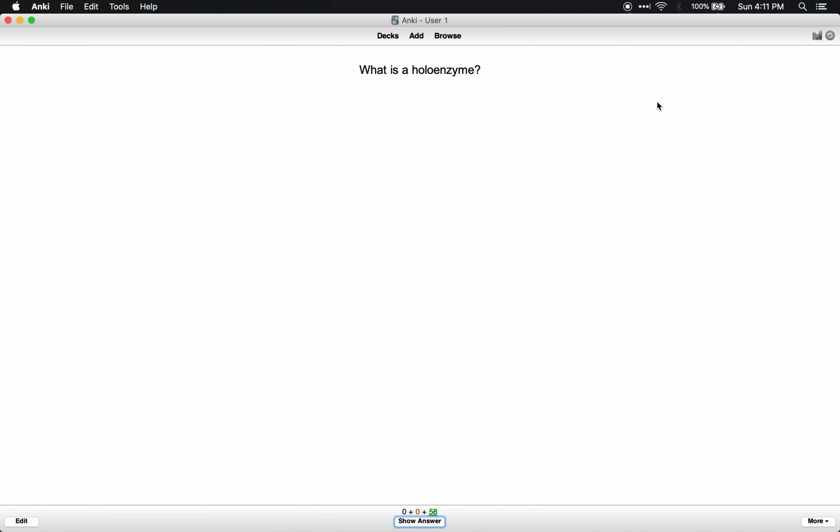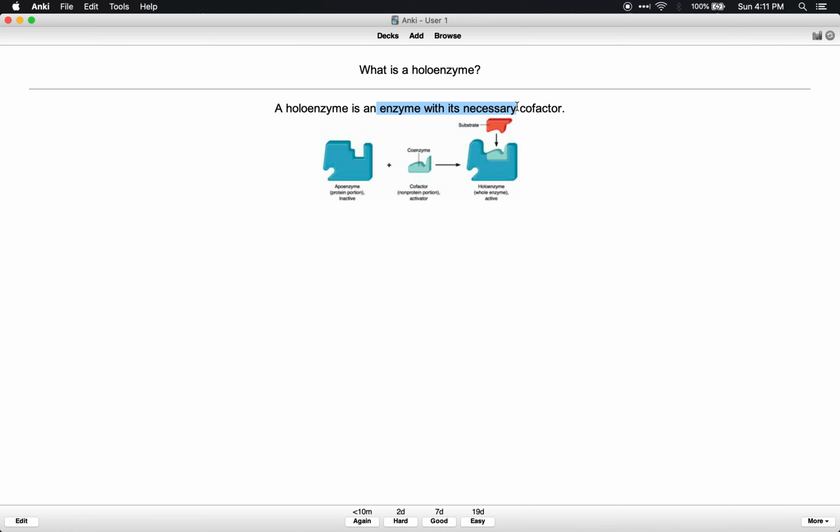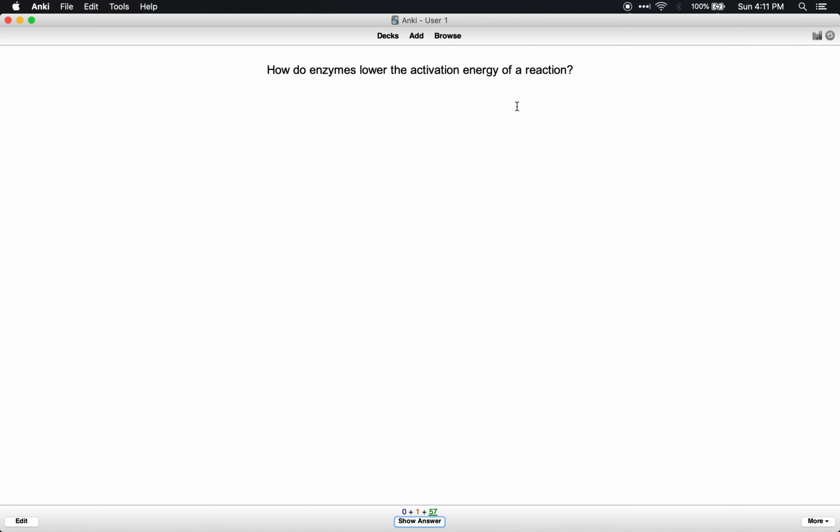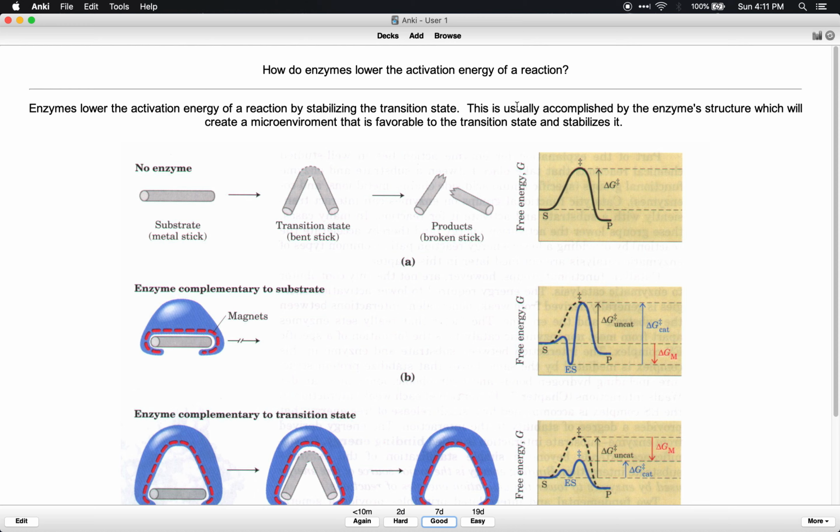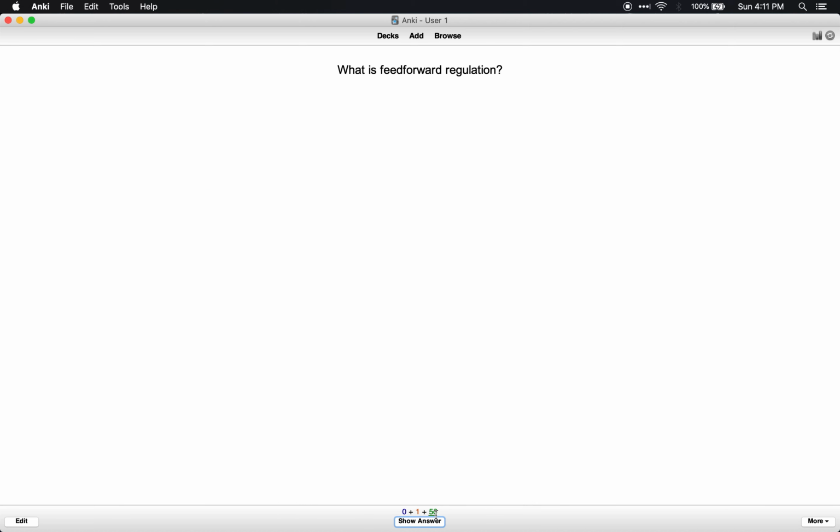Holoenzymes. What is a holoenzyme? These are enzymes that are in the same phase as substrate or something? Enzyme with a necessary cofactor. How do enzymes lower the activation energy of this reaction? They stabilize the transition state of the reaction, so they lower the activation energy. What is feed-forward regulation? Where the product of an earlier reaction will stimulate the reactant of a future reaction.